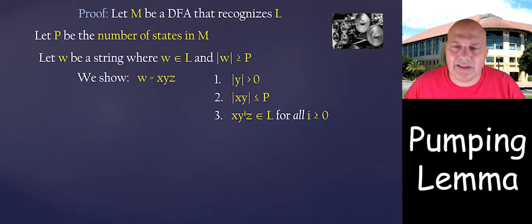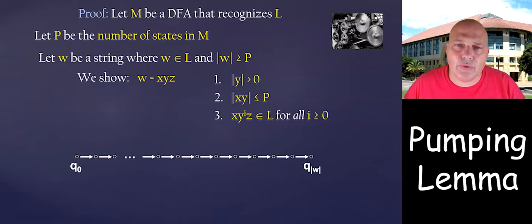So y is non-empty, x y is of length at most p, and x y^i z is in L for every i. So you can repeat y as many times as you want, or omit it altogether, and you're still in the language.